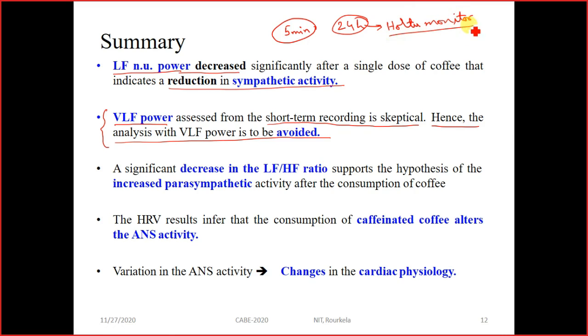What is a Holter monitor? Anyone? What do you mean by Holter monitor? No one? No one knows Holter monitor? Am I audible? Yes, sir. So what is a Holter monitor? Don't know, sir. So tell me something. You people are just mum like anything.